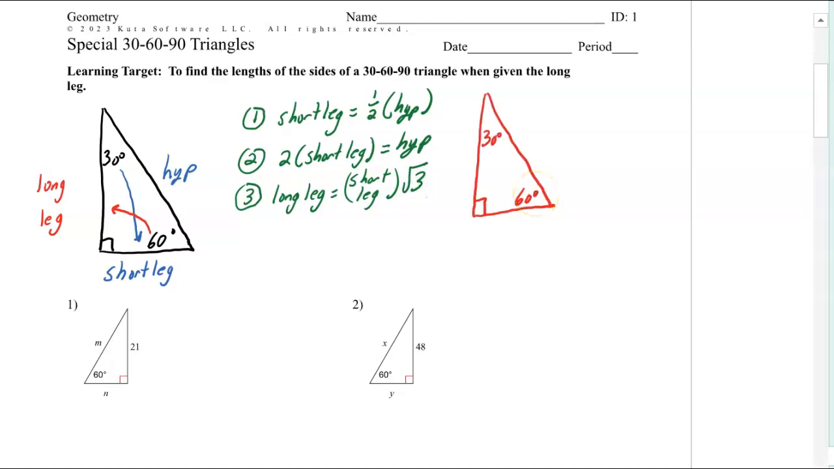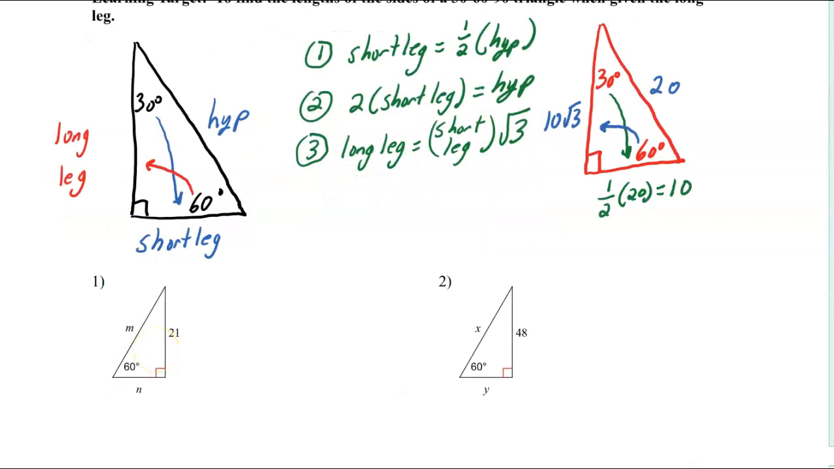So if we do a quick example here, if the hypotenuse is 20, then the short leg, which is across from the 30, is half of 20, or 10. And then the long leg will be 10 square root of 3. So let's take a look at example number 1.